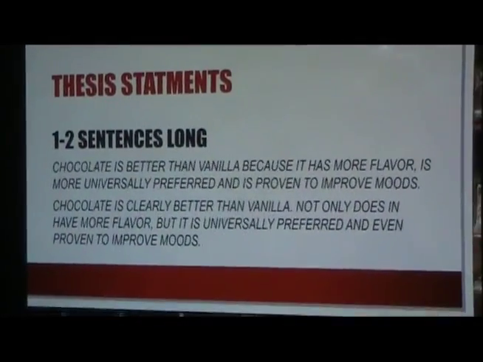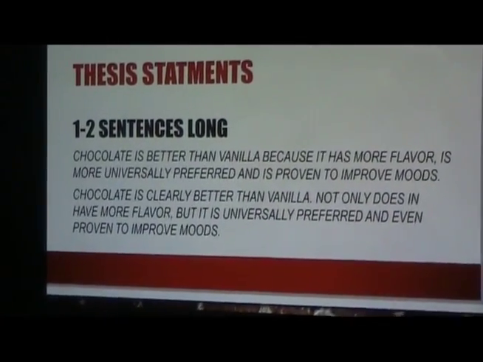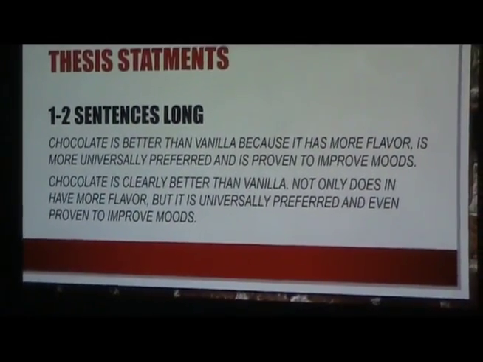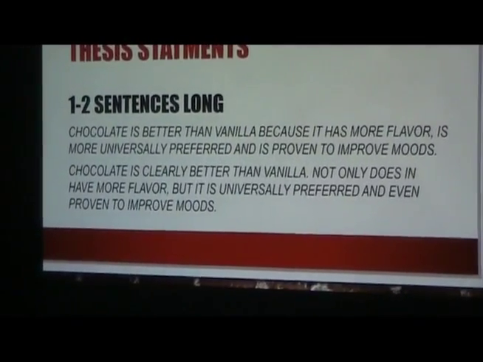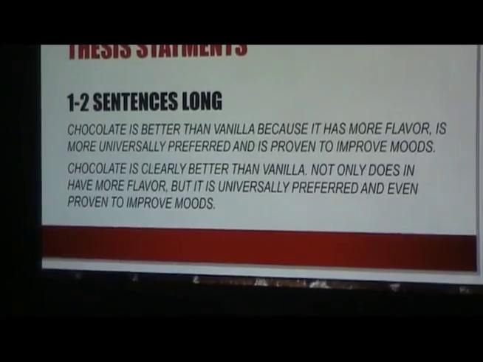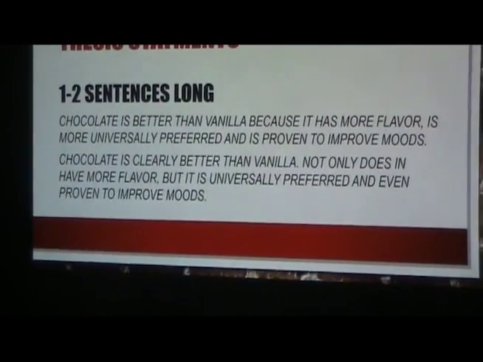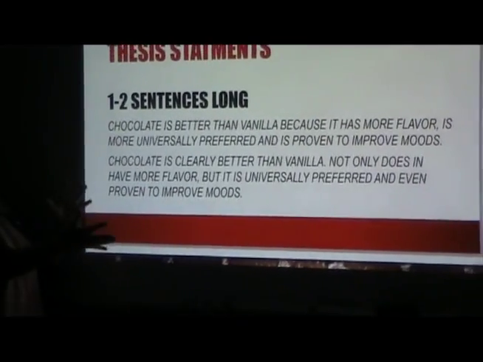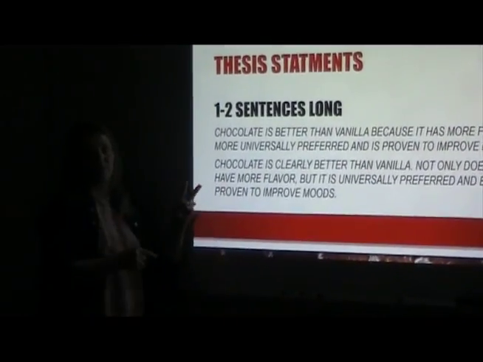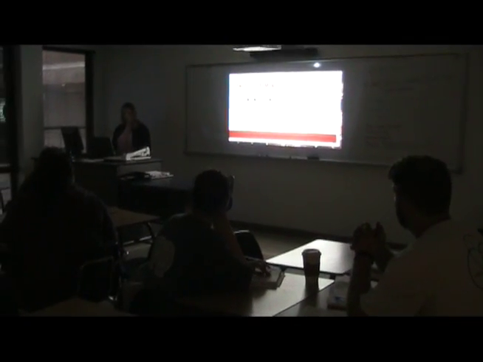Okay, chocolate is better than vanilla because it has more flavor, is more universally preferred, and is proven to improve moods. So that's a 1-sentence thesis statement. Or chocolate is clearly better than vanilla. Not only does it have more flavor, but it is universally preferred and even proven to improve moods. So see how you said the same thing but a different way with 2 different sentences? So you have a couple of options when you're writing your thesis statement.